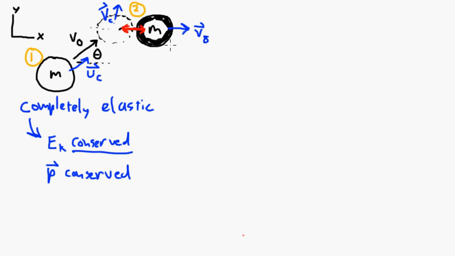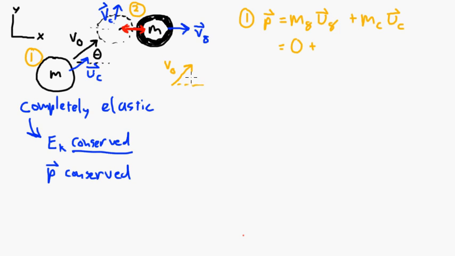Okay, so let's look at state 1. In state 1, we have momentum, and that is going to equal the mass of the 8 ball times the initial velocity of the 8 ball, plus the mass of the cue ball times the initial velocity of the cue ball. Well, the 8 ball is at rest initially, so this part equals 0. Then the mass of the cue ball times the initial velocity of the cue ball. Well, the initial velocity of the cue ball is this, I said it was V naught. Maybe I should have said it was U naught, but whatever. At an angle theta.